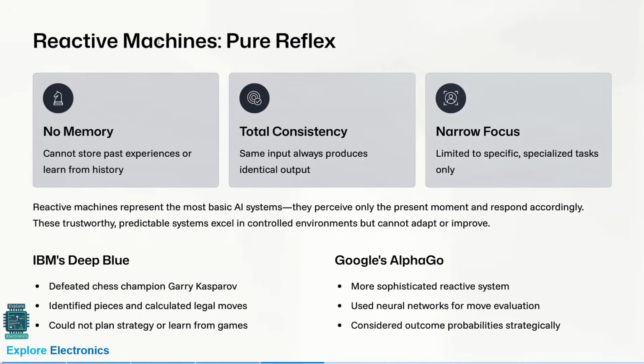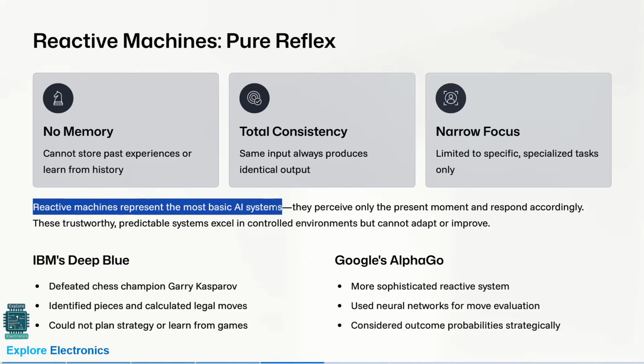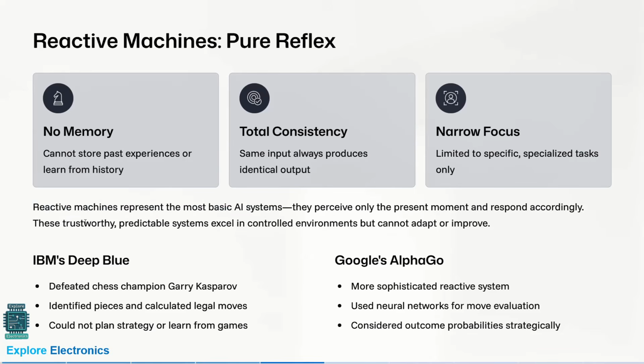The next thing is reactive machines, what we call pure reflex. Here there is no memory, meaning it cannot store past experiences or learn from history. Total consistency means the same input always produces identical output, and narrow focus means it is limited to the specific and specialized task only. So we say reactive machines represent the most basic systems. They precisely perceive only the present moment and respond accordingly. These are trustworthy, predictable systems that excel in controlled environments but cannot adapt and improve.